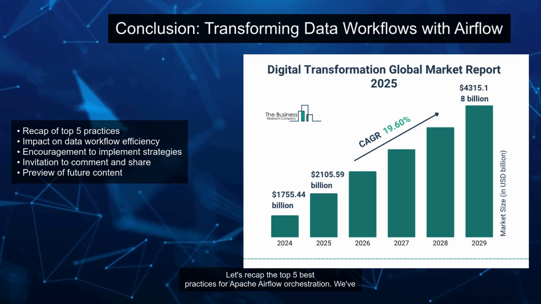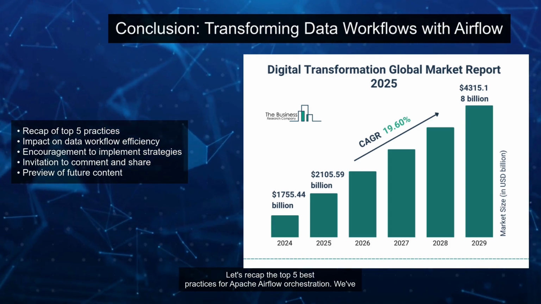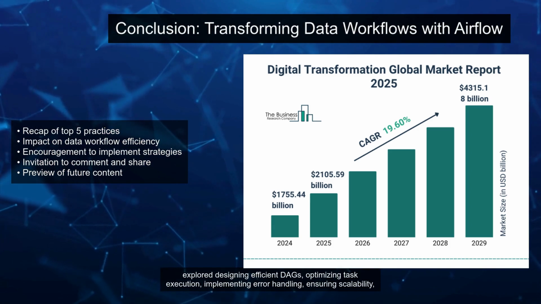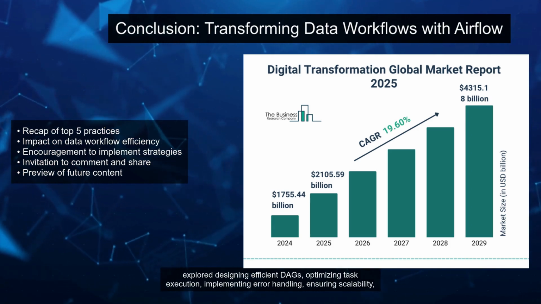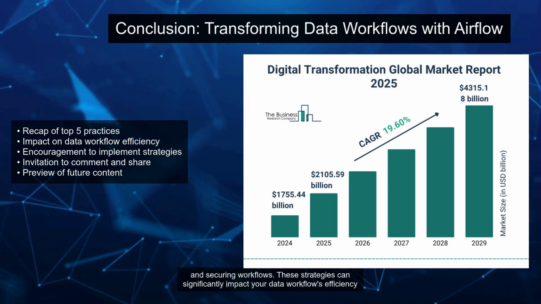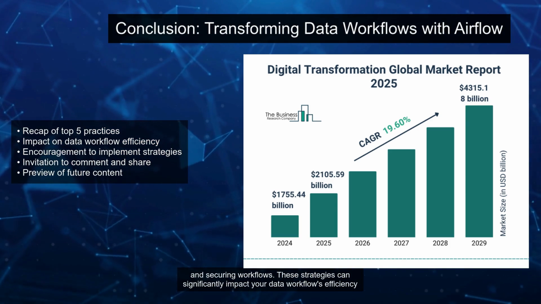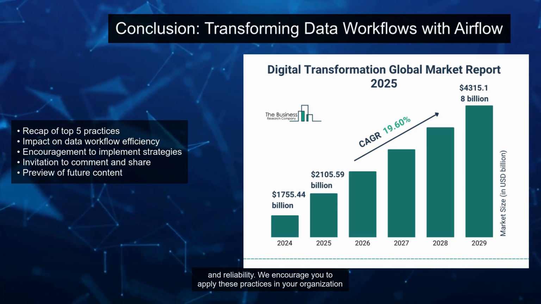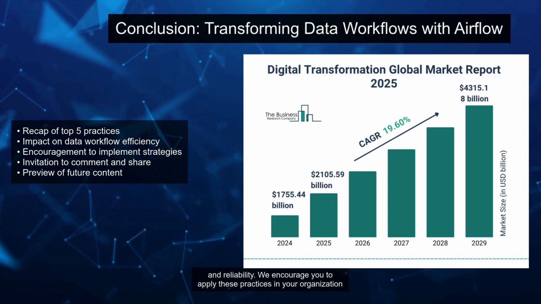Let's recap the top 5 best practices for Apache Airflow orchestration. We've explored designing efficient DAGs, optimizing task execution, implementing error handling, ensuring scalability, and securing workflows. These strategies can significantly impact your data workflow's efficiency and reliability.